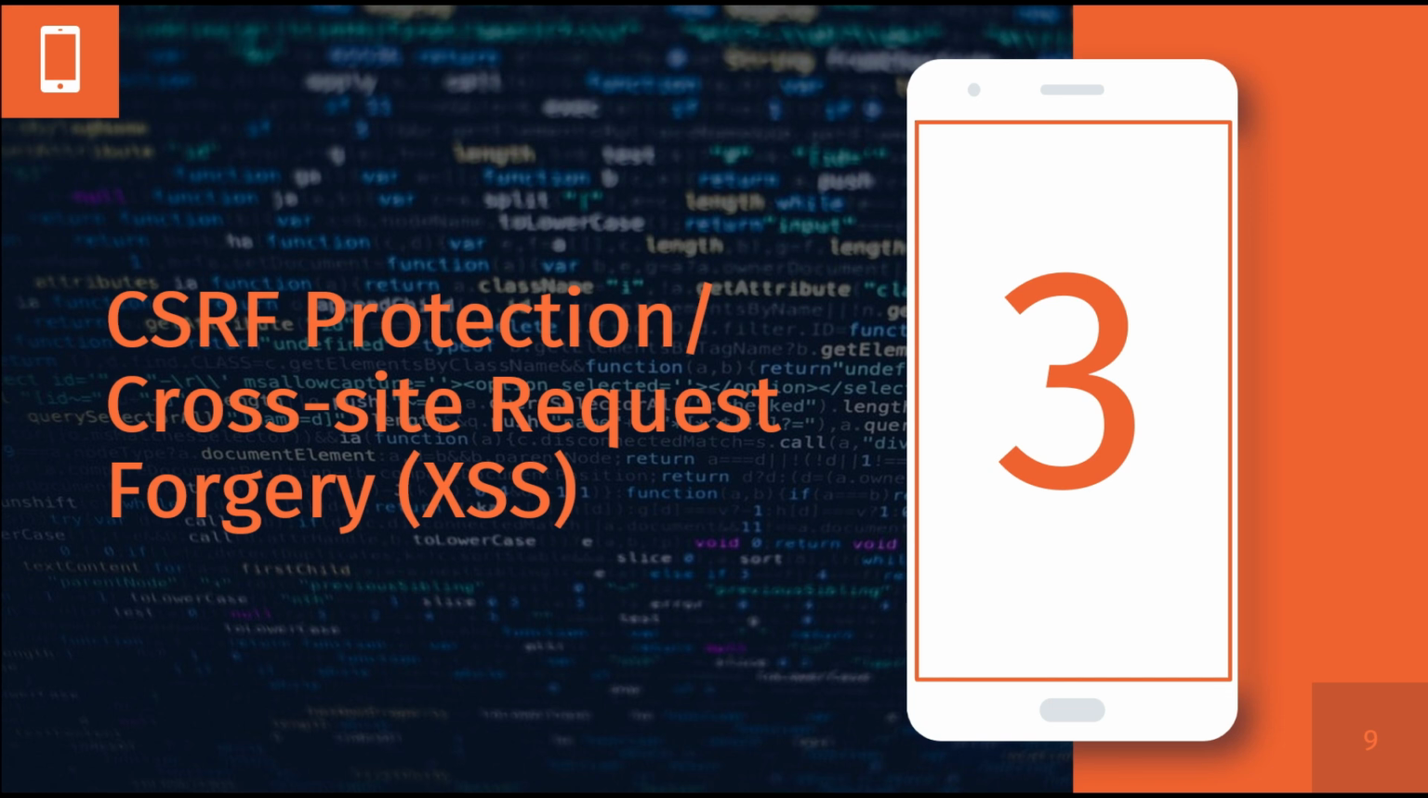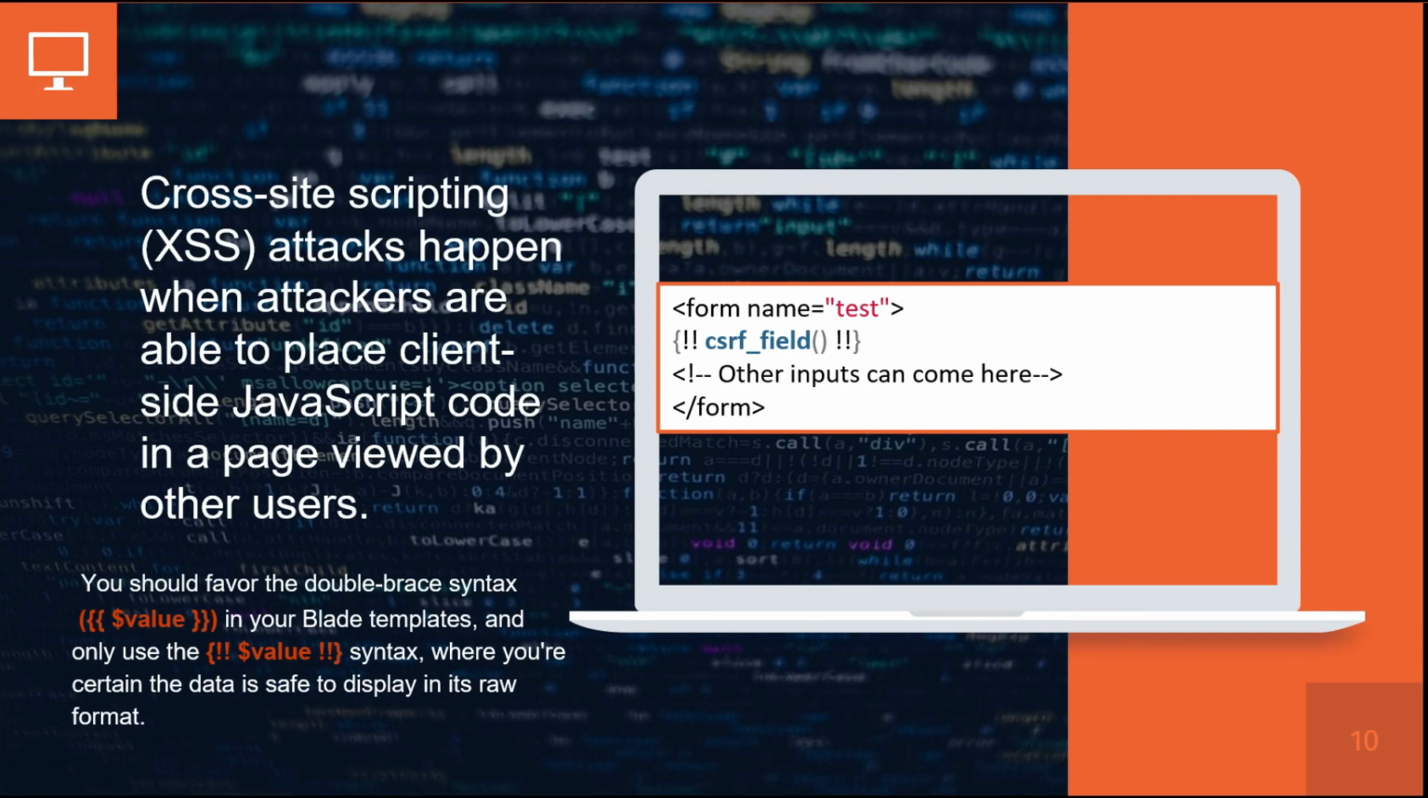Third is CSRF protection, or cross-site request forgery, and XSS. Cross-site scripting, or XSS, attacks happen when attackers are able to place client-side JavaScript code in a page viewed by other users. Remember, you should favor the double braces syntax in your Blade templates and only use the double exclamation point syntax when you are certain the data is safe in its raw format.